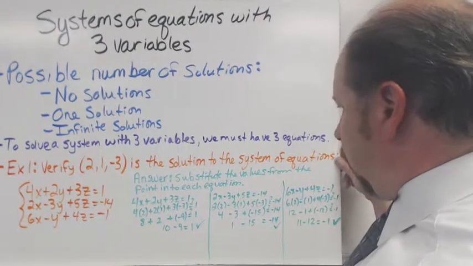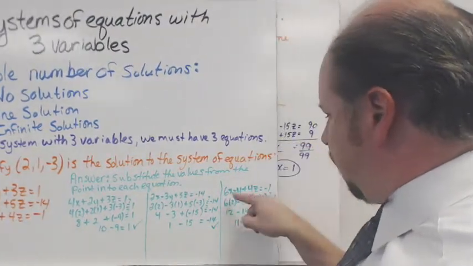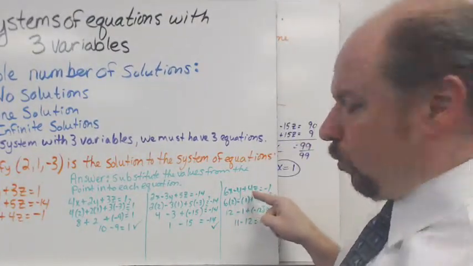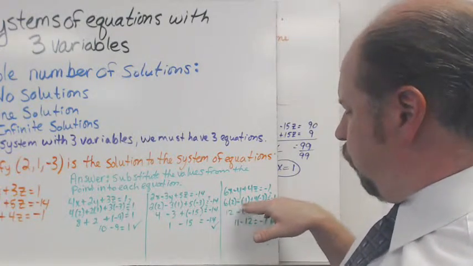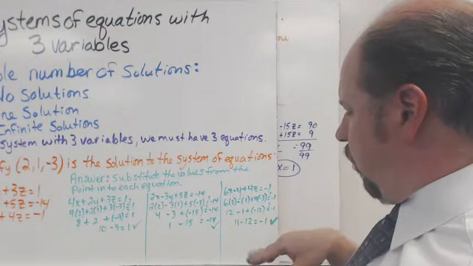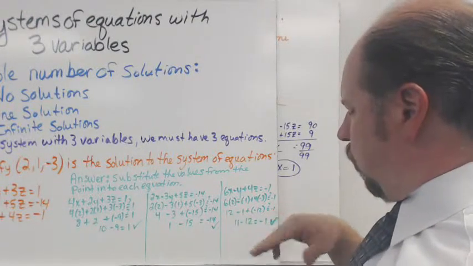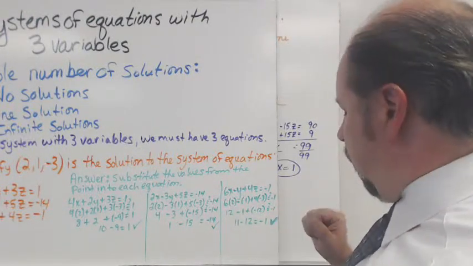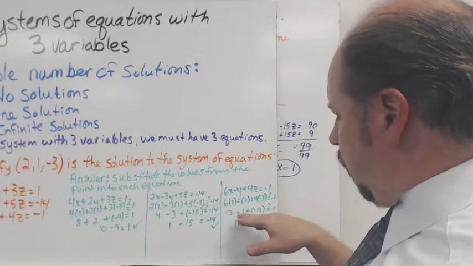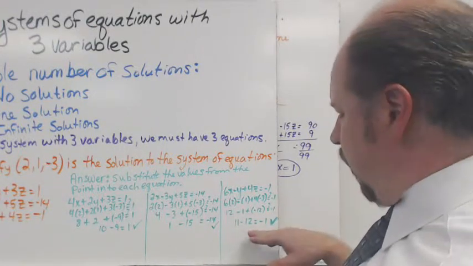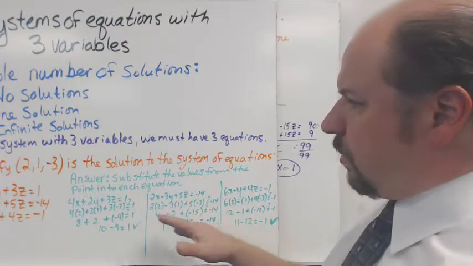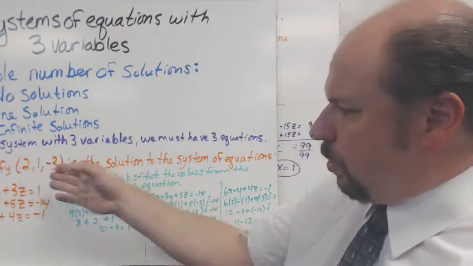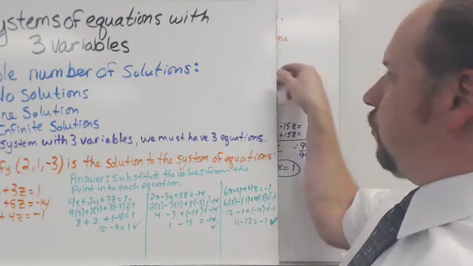And then the last one here, we have 6x minus y plus 4z equals negative 1. So go ahead and substitute 2, 1, negative 3 in. We get 12 minus 1 plus a negative 12. And is that equal to negative 1? Well, 12 minus 1 is 11. Minus 12 is indeed negative 1. So it does check out. So this is the solution to this system of equations.